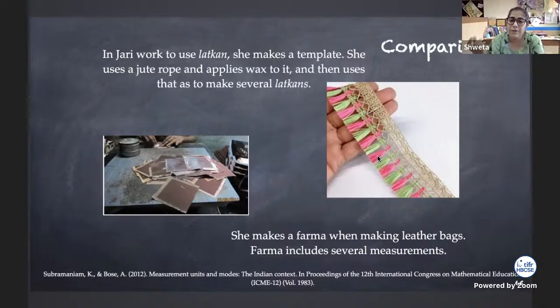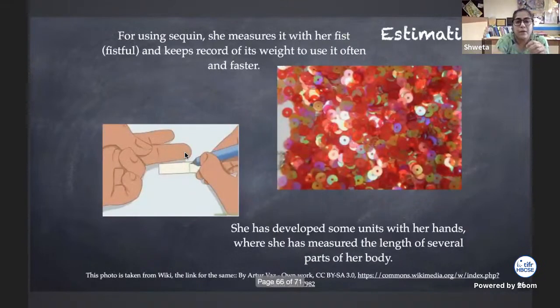It saves time for her, and it also maintains the accuracy, because she has made it once, with careful measurement. She has waxed it. It's not going to change, not going to move. So she's trying to achieve accuracy and, at the same time, save time. This is another example where she uses something called pharma in leather bags. So it includes several measurements in the first place, but she makes one pharma. Maybe it came from the word form, and then she uses that to make leather bags.